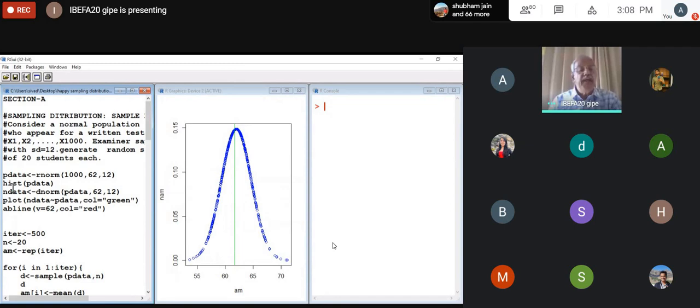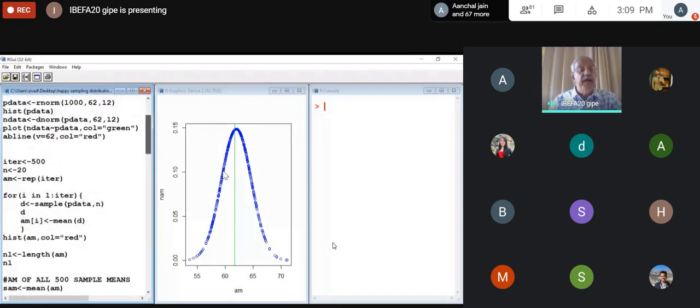Consider a normal population of 1,000 students appearing for a test of 100 marks each. So this original data has only 1,000 observations. That is nothing to do with the sample. But these 1,000 student marks have an average of 62 and a standard deviation of 12. I'm going to draw a graph of the data.